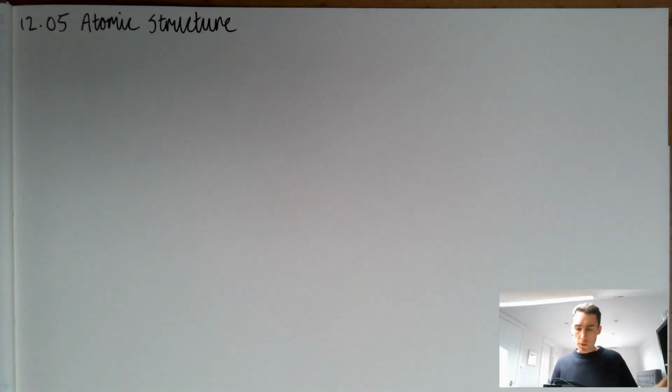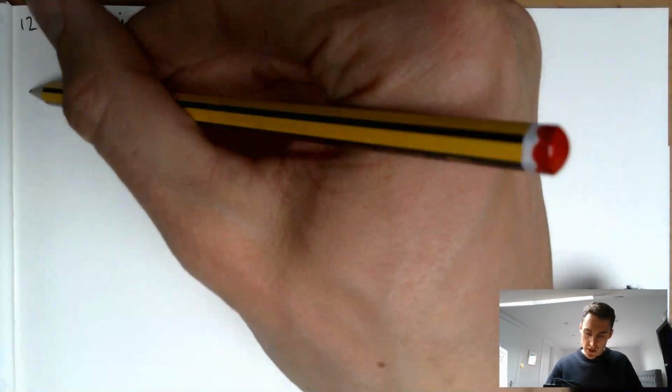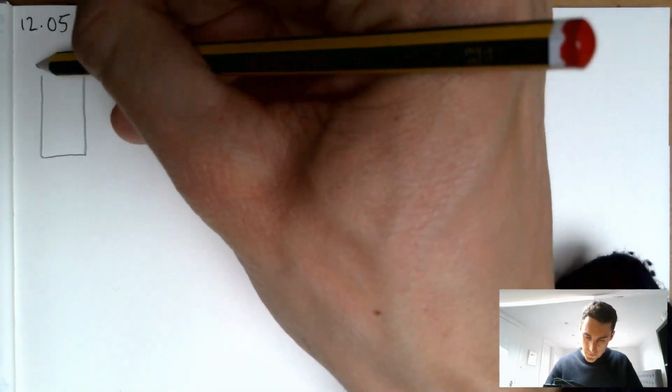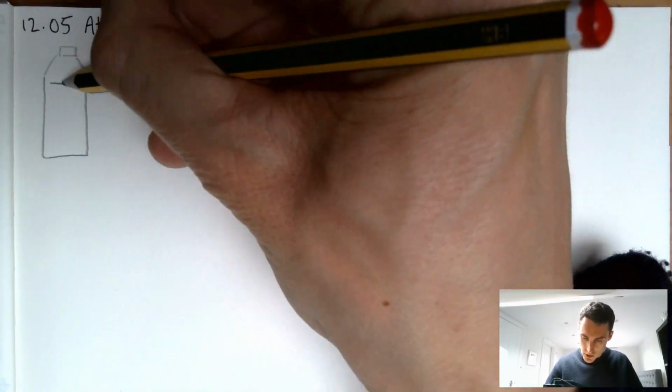Now, one problem that I find when I teach this is that you've just spent a load of lessons talking about atoms, and yet students still don't really know what you're talking about. So when you're introducing this lesson, I think it's worth starting still with something concrete. So I'm going to start with a bottle of water. Something super simple like this. This is a bottle of water.